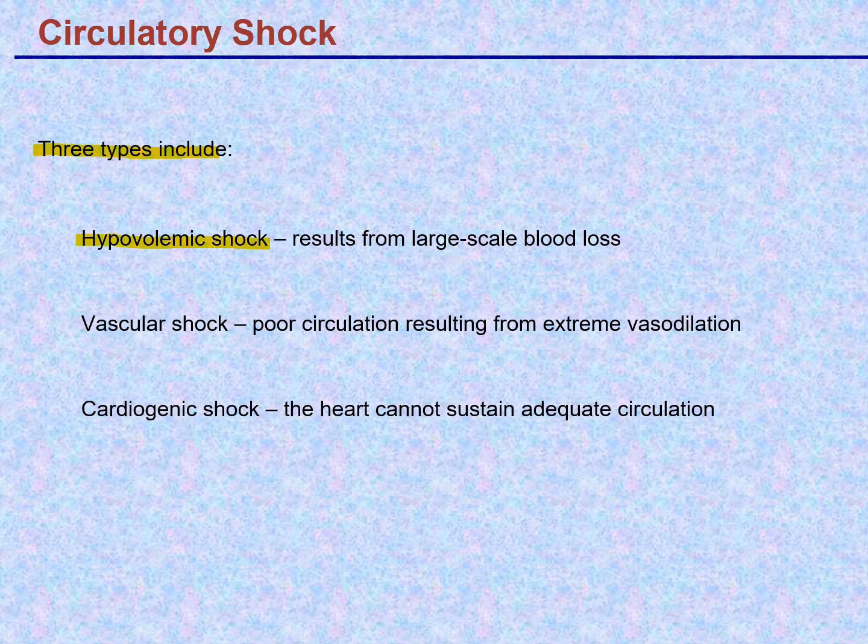There's hypovolemic shock from large-scale blood loss. There's vascular shock resulting from, and I mentioned this just now, large-scale widespread vasodilation. And then there's cardiogenic shock, which is because the heart can't sustain adequate circulation. The heart muscle tissue is injured or damaged, or there is some problem going on. So hypovolemic, vascular, and cardiogenic are three types of shock that can generate circulatory shock.